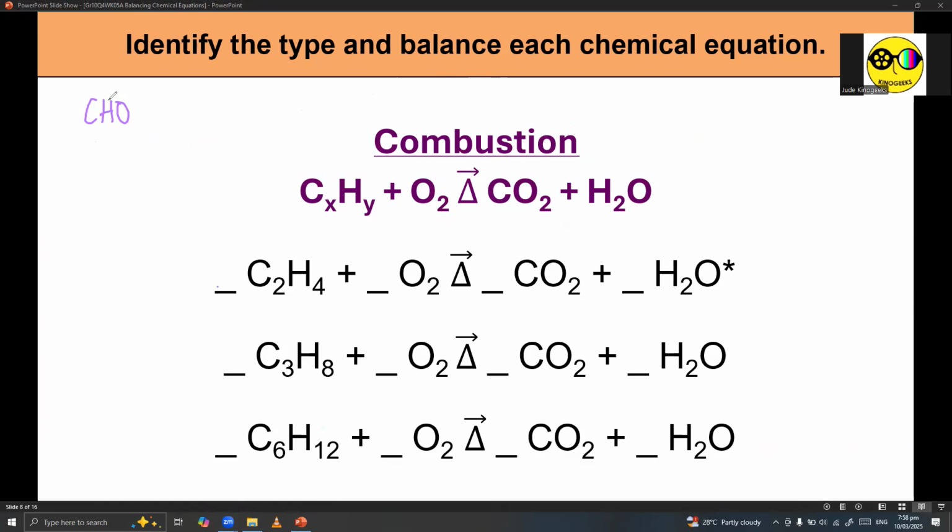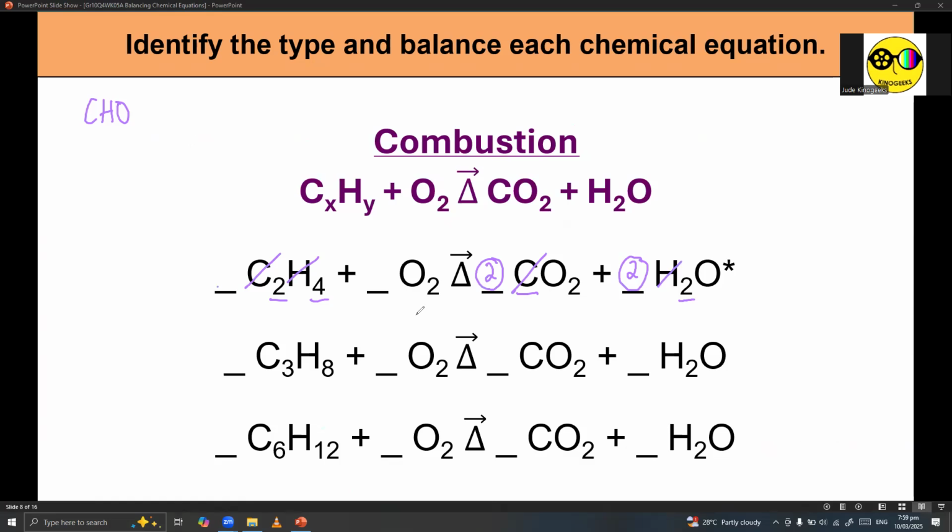So let's start with our first example, our hydrocarbon C2H4. So there are two carbon atoms on the reactant side, only one carbon atom at the product side, so multiply CO2 by 2. Carbon is already balanced. Next, hydrogen. You have four hydrogen atoms on the reactant side, only two on the product side, so we have to multiply H2O by 2. Hydrogen is already balanced. Now, our main concern is oxygen, and we put it last.